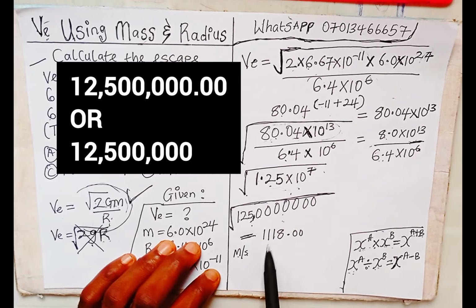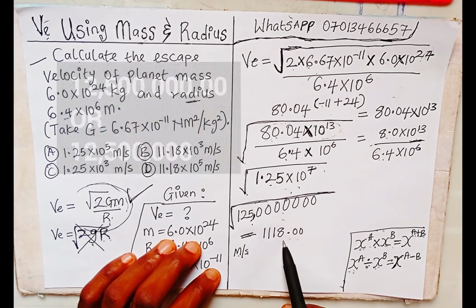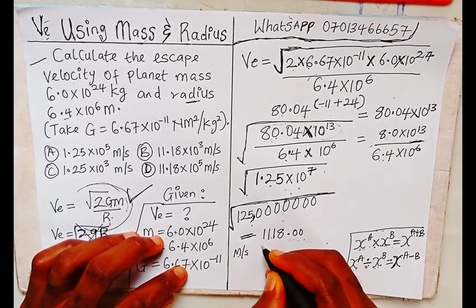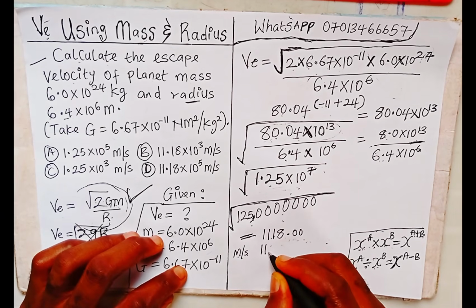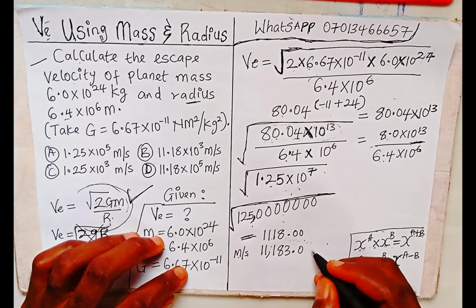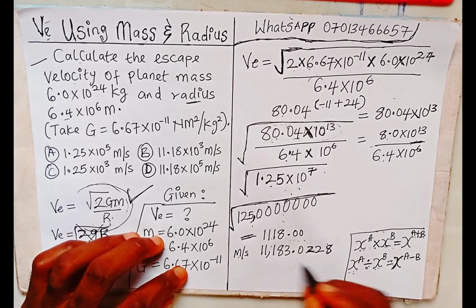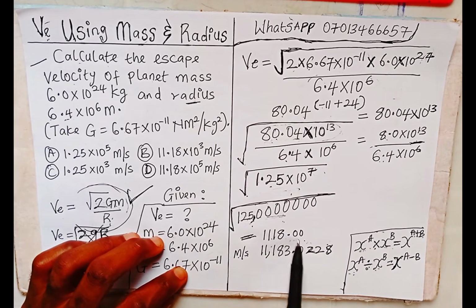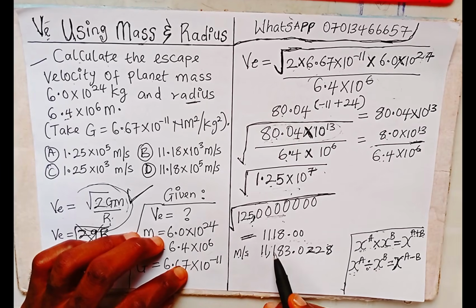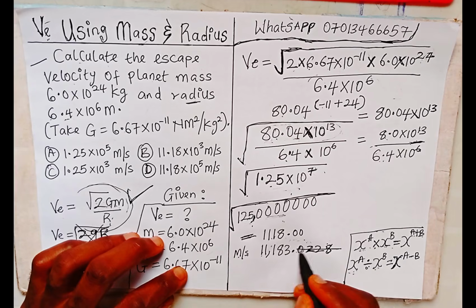The square root is 11,183.0222228, something like that. So this is what we are going to get, the square root of this. Because of this 0 we have here, all the digits after will just be dropped, according to rounding of numbers.